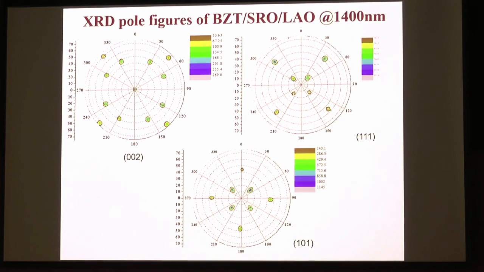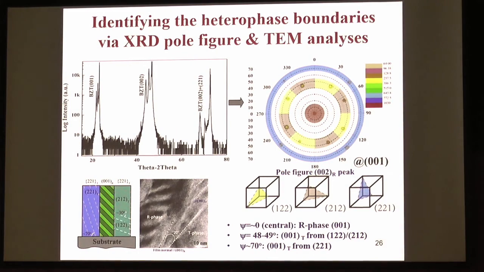Based on this specific angle, you have two sets of 4-fold symmetry near 48 and 49 degrees in this 002 pole figure, and there's another set of 4-fold symmetry near 70 degrees, which seems to be right in between the 2 sets of 4-fold scattering spots. Then we finally figured out this is not 112, but instead 122, at the interface between the tetragonal and rhombohedral phase.